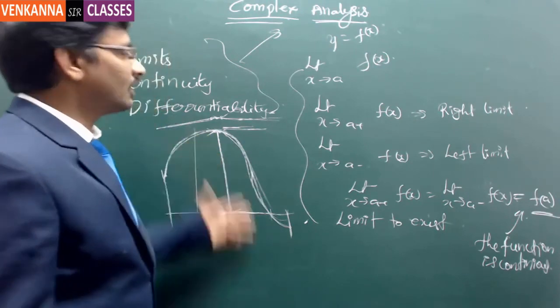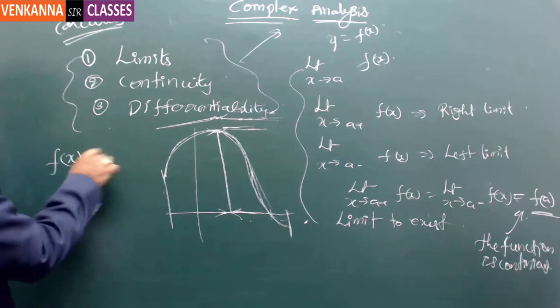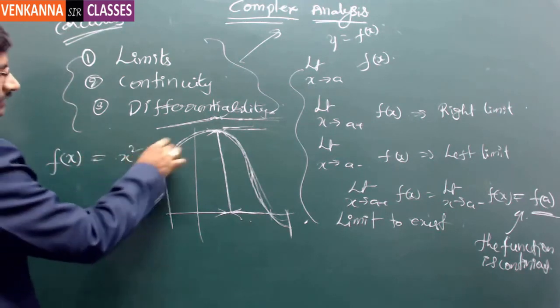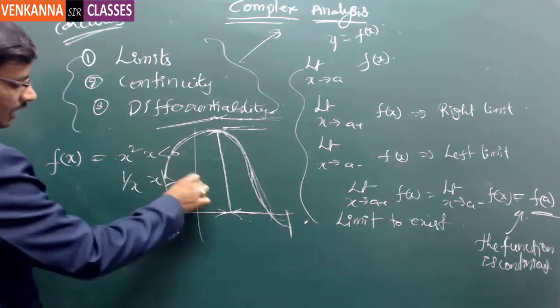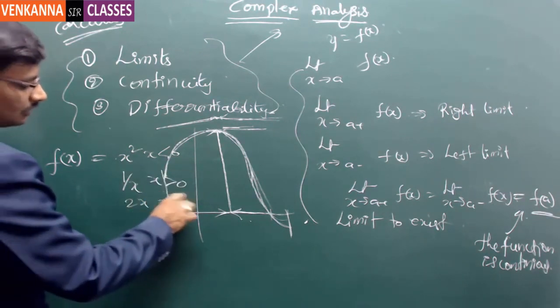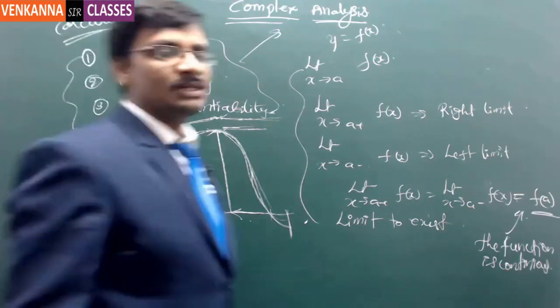So the reason why we are analyzing this is, usually the functions are defined this way. f of x is equal to x square if x is less than 0, and this is equal to 1 by x if x is greater than 0, and this is 2x if x is equal to 0. This is how usually the functions are defined. So this is usually the behavioral curve.